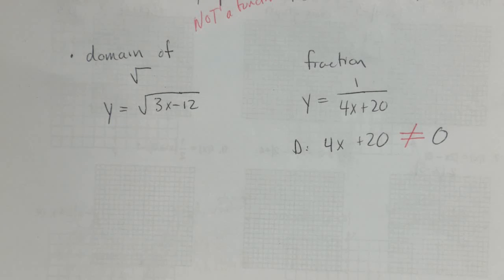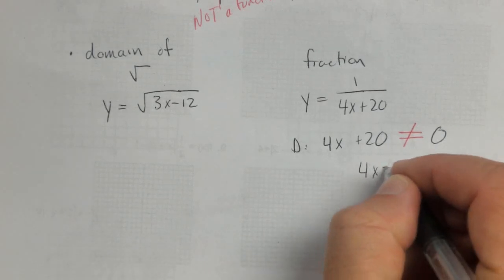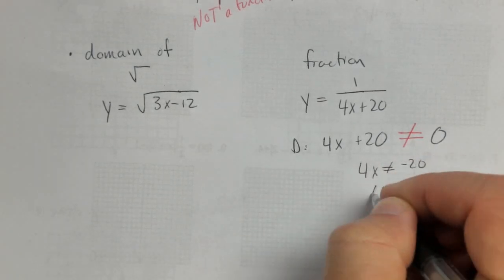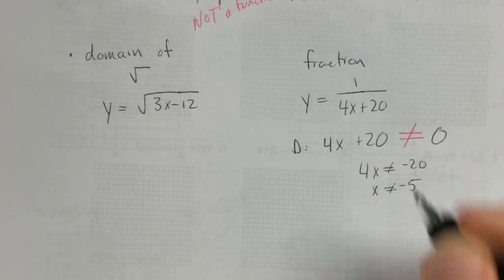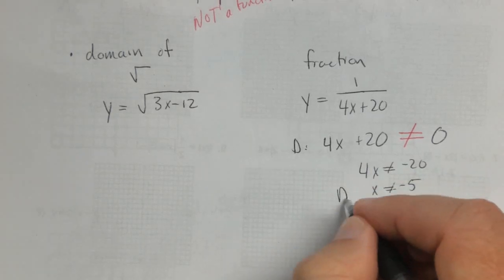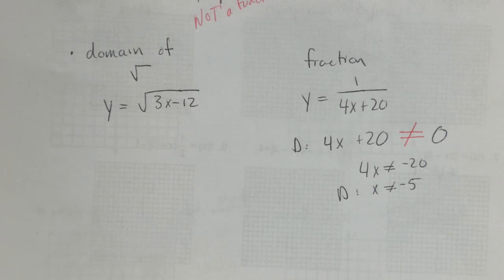So a little bit of work. 4x can't be negative 20. That means x can't be negative 5. And that's an okay answer. It's not an interval notation answer, but it's an okay answer. X can't be negative 5.